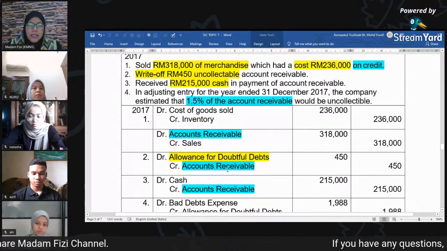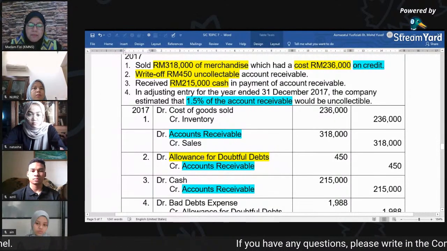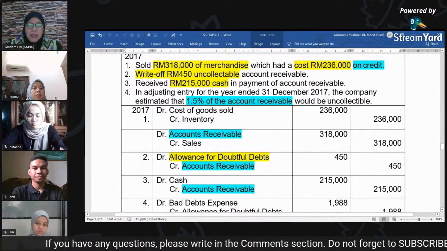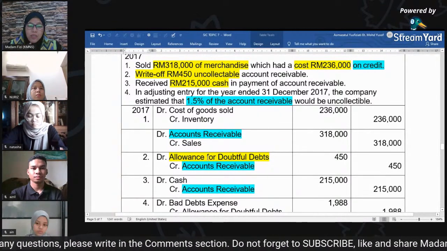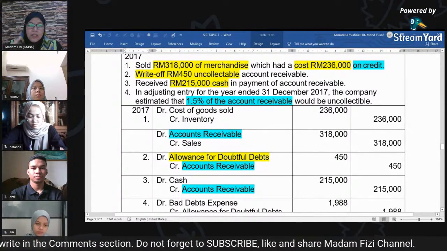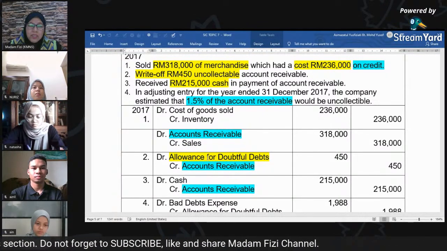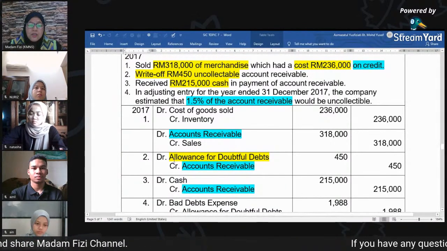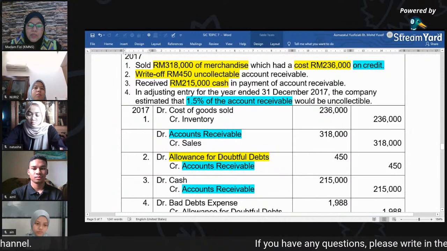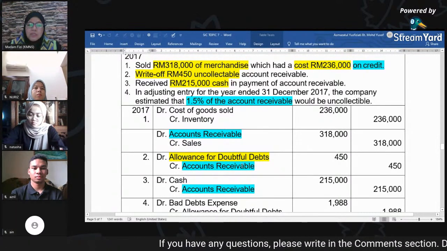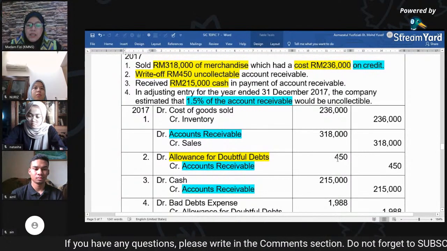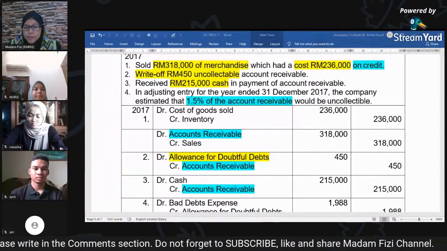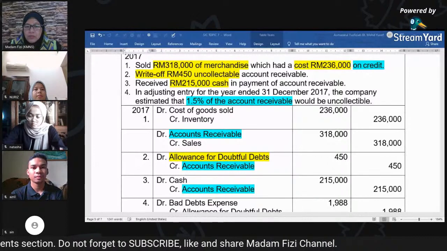Jangan buat debit bad debt expenses. Sebab apa? Kita dah declare bad debt expenses in 2016. So in 2017, dia nak write off the uncollectible accounts. That's why debit allowance for doubtful debt and credit accounts receivable 450. Okay, boleh faham tak yang ni? Members on the floor boleh faham tak?